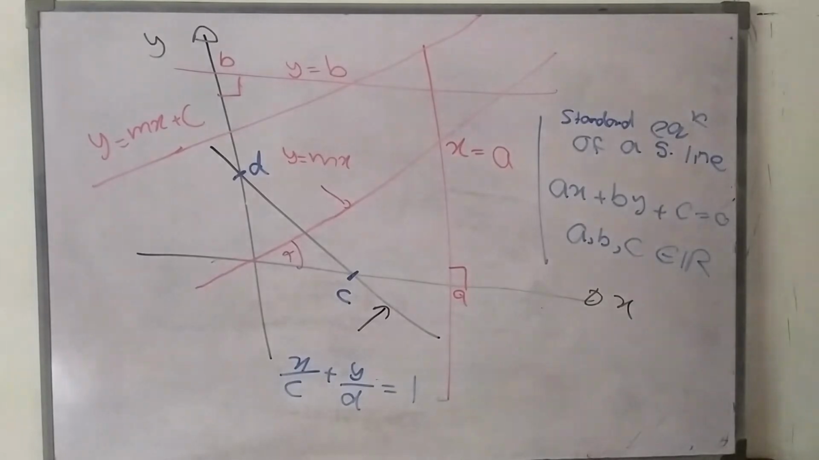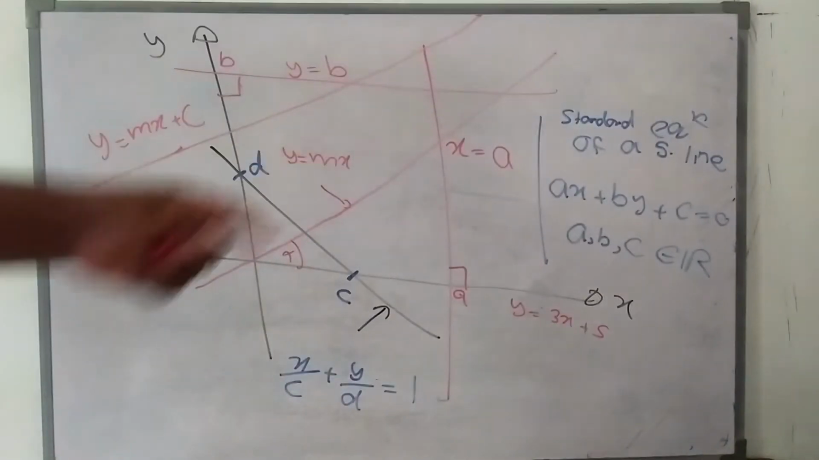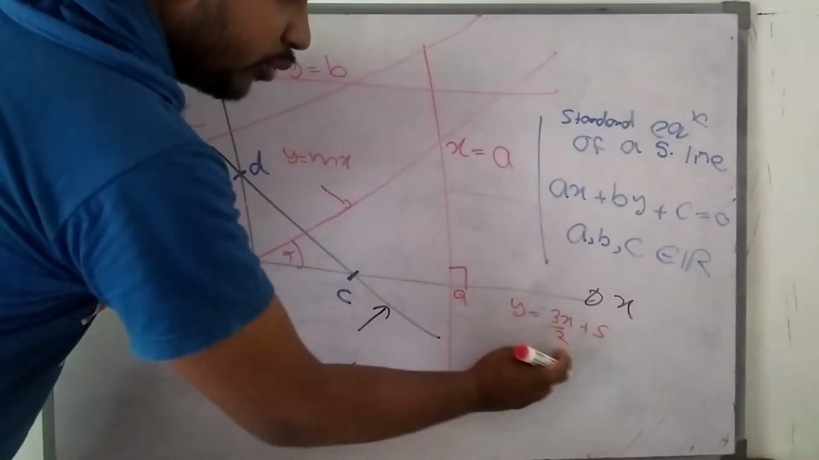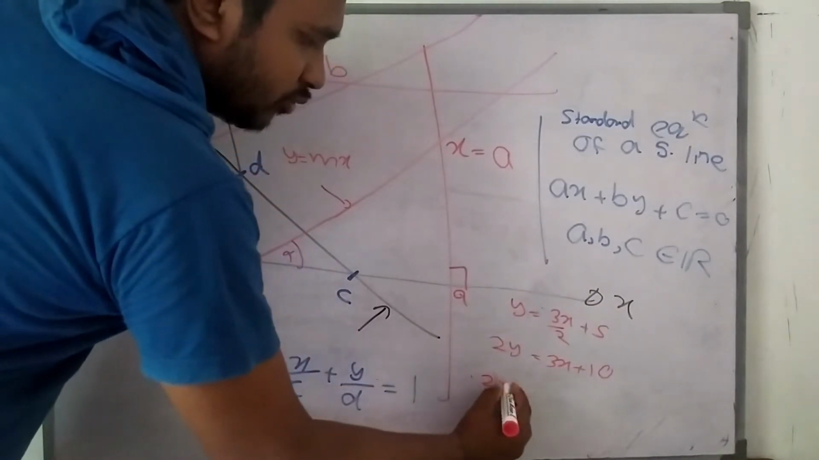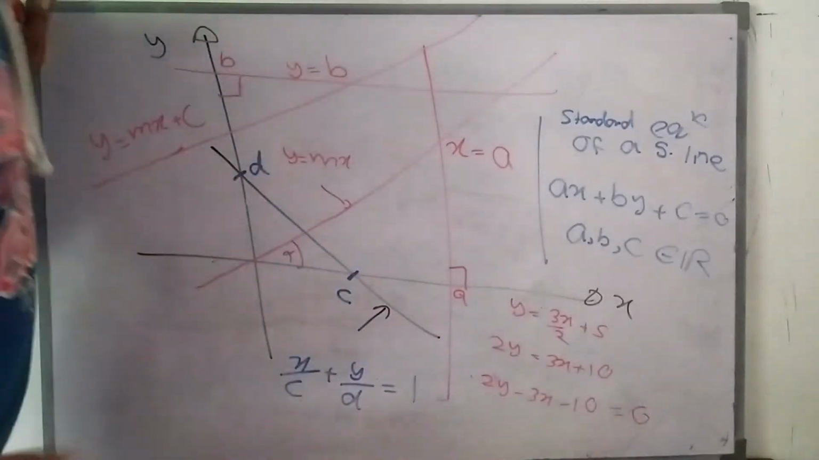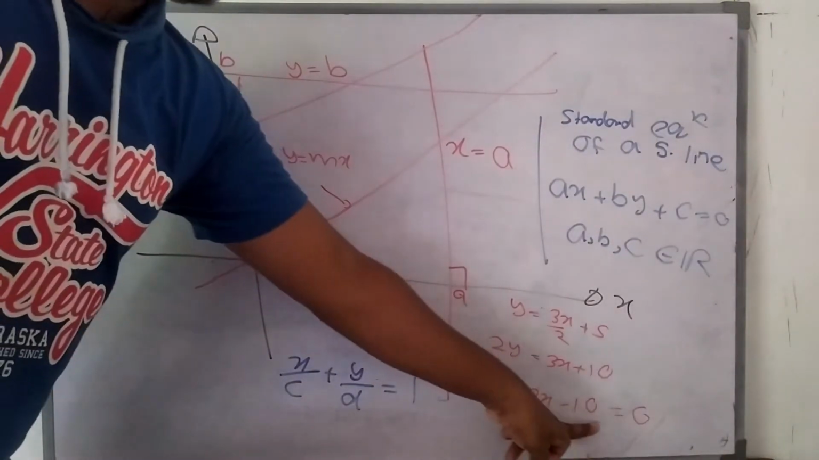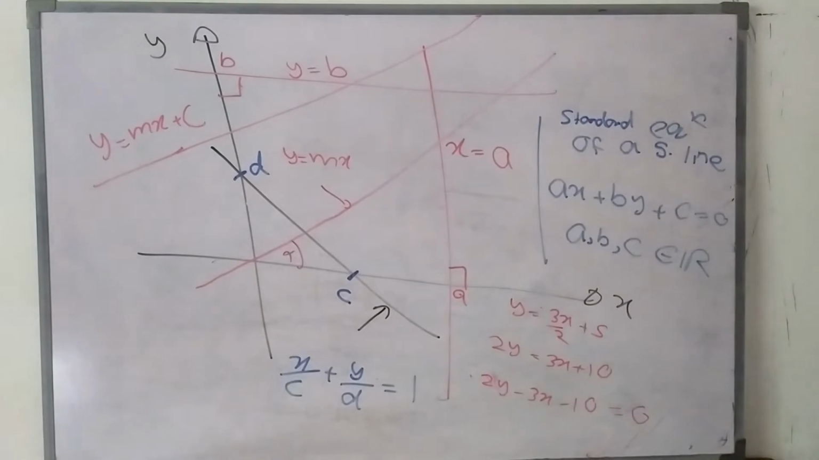Assume you have a straight line y equal 3x plus 5, where the gradient is 3 and the intercept is 5. Assume it's 3/2; then you can multiply by 2 to get 2y equal 3x plus 10. Pull everything to one side: 2y minus 3x minus 10 equal to 0. This is the equation of the straight line in the standard way. Normally we always pull all terms to one side, and the other side is 0. So this is about the equations of straight lines.